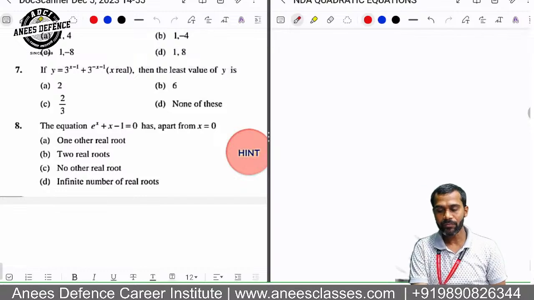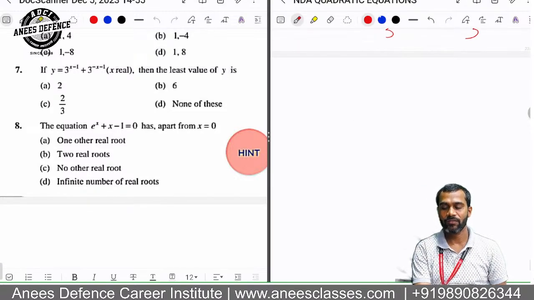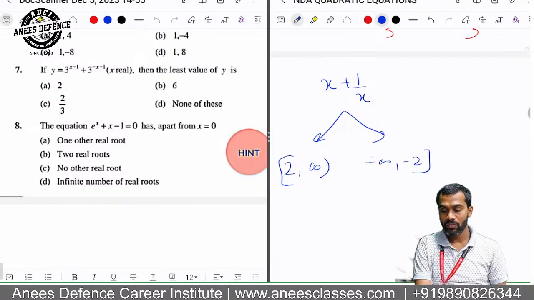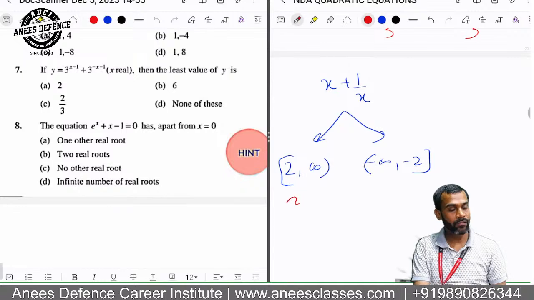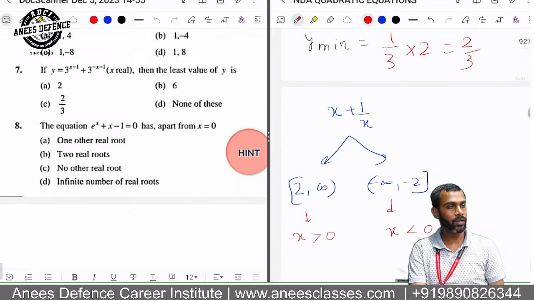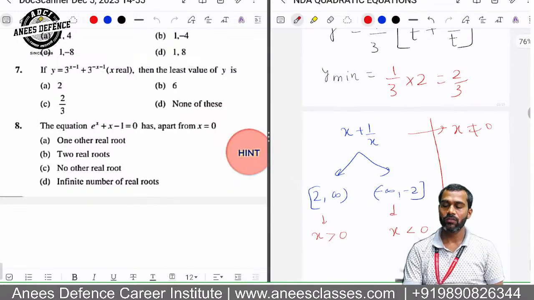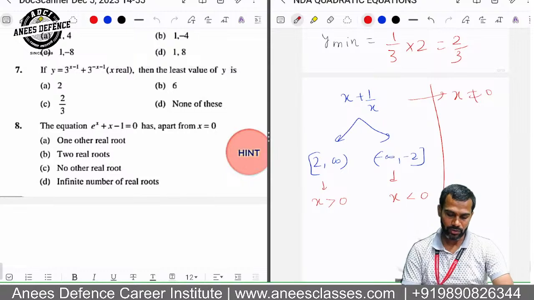So remember one thing: the range of x plus 1 by x, tell me, is 2 to infinity or minus infinity to -2. Yes or no? Now, when will it be 2 to infinity? When x is positive, and the other when x is negative. I hope it is clear. Write this down. But here there is a rule that x should not be equal to 0, because in maths the denominator cannot be 0. Please copy. Yes, online students, done? Understood?